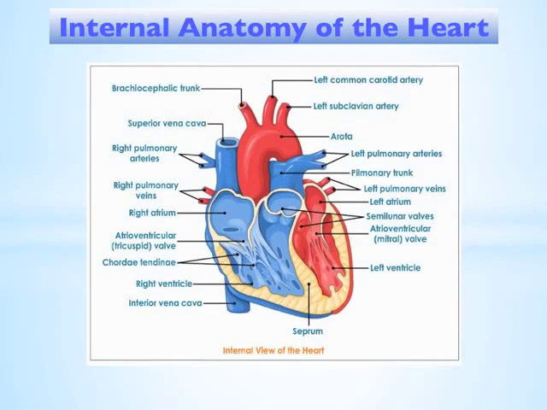And looking at the inside of the heart, you have the left ventricle, the right ventricle. Above the left ventricle is the left atrium. Above the right ventricle is the right atrium. Between the atria and the ventricles are atrioventricular valves. And on the left side it's the bicuspid valve. It's got two parts to it, otherwise called the mitral valve.